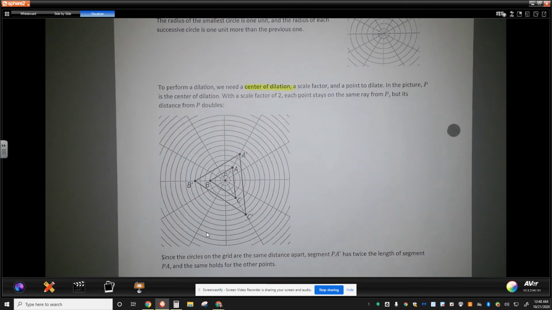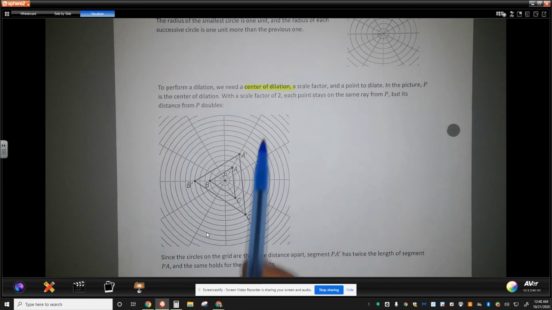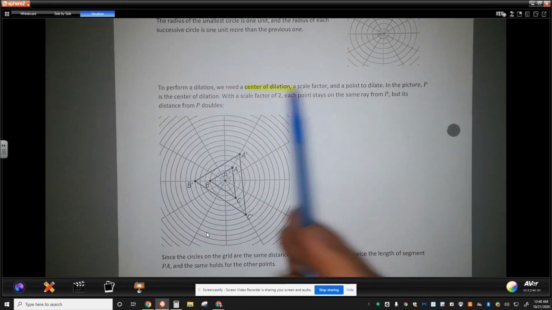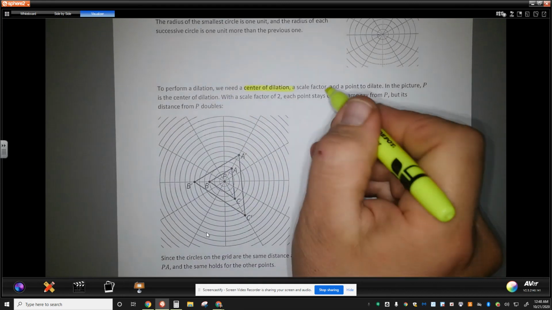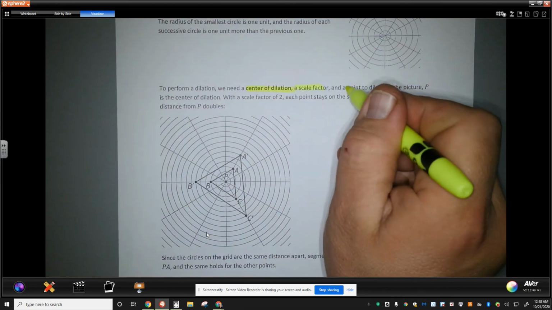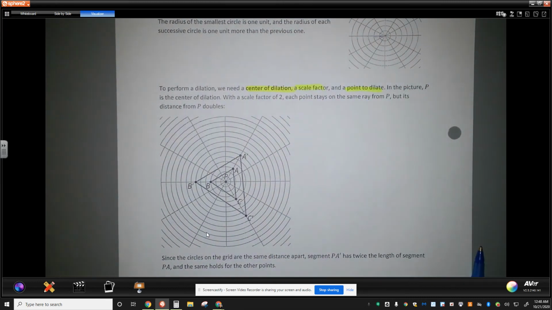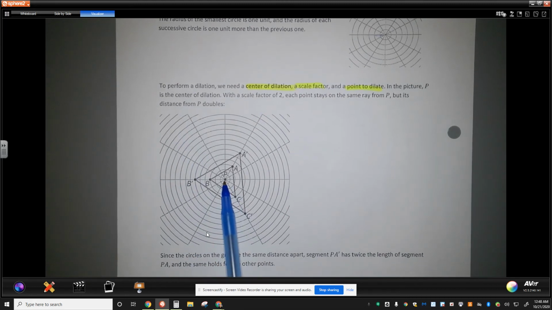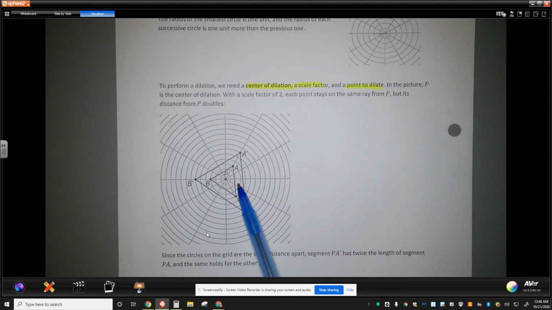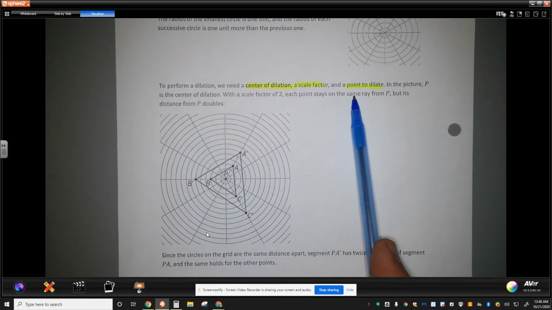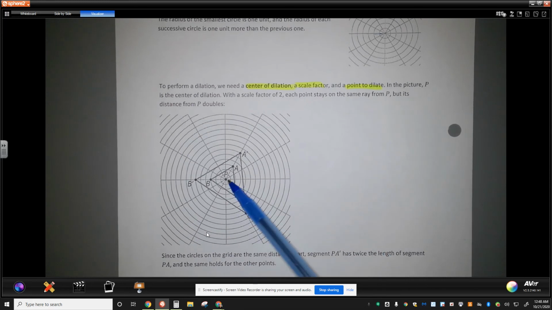Keep in mind that as we perform dilations, we need a center of dilation, we need to have a scale factor, and we need to have a point to dilate. In the picture right here, we see P is the center of dilation, and with a scale factor of 2, we bump out from 3 units to 6 units. Notice that each point stays on the same ray from P, but its distance from P doubles.